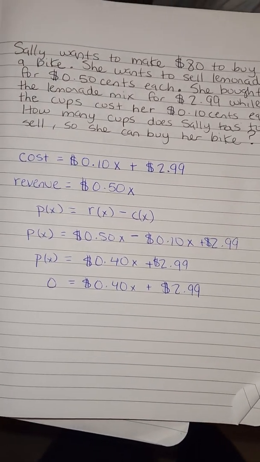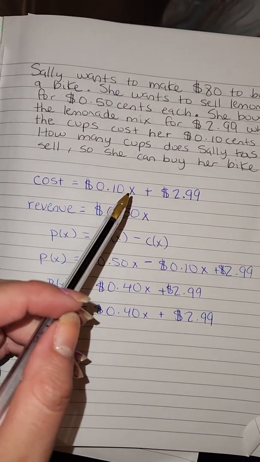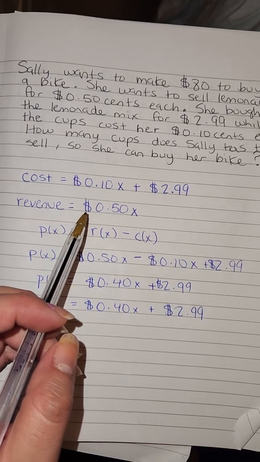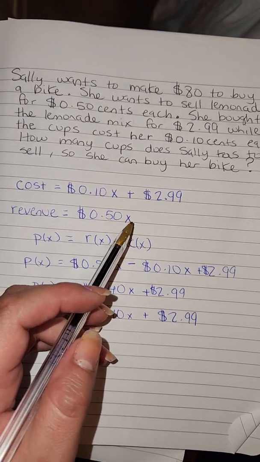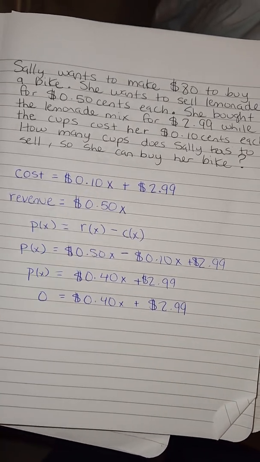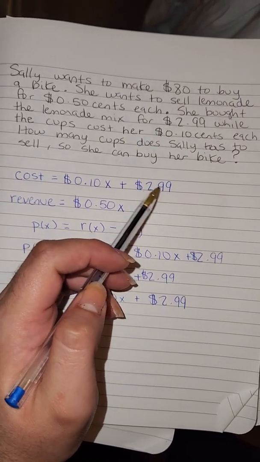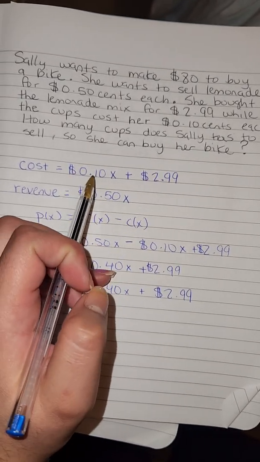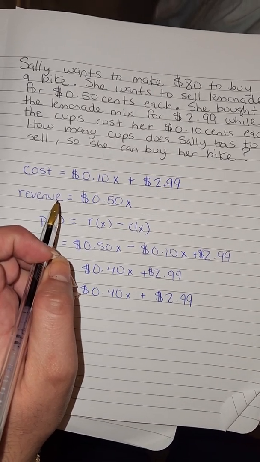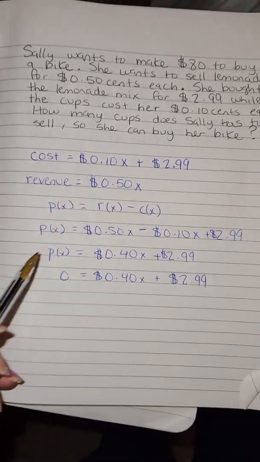Okay, I went ahead and started working on the problem. So we have cost is equal to 10 cents X plus $2.99, and revenue is equal to 0.50 X, because the cost is what she is investing in her lemonade stand, because she spent $2.99 on the lemonade mix and 10 cents for each cup she bought. And her revenue, which is her earnings that she will be receiving, she's selling each cup for 50 cents at the lemonade stand.